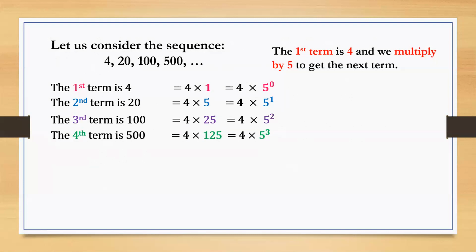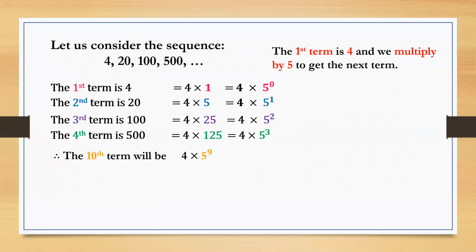So what can you observe here? The first term is 4, and we can see 4 appearing here. The ratio is 5, because we need to multiply by 5 to get the next term. So you can see here that we have 5. And we have 0, 1, 2, 3. Again, first term, power 0. Second term, power is 1. Third term, power is 2. Fourth term, power is 3. So can you see the pattern here?